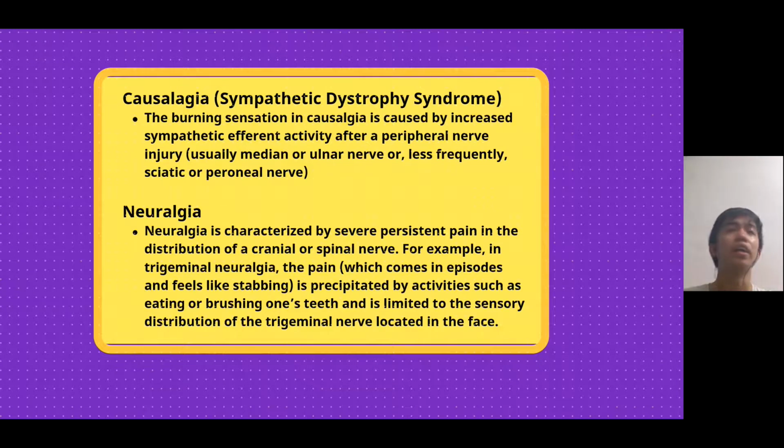Neuralgia. Neuralgia is characterized by severe, persistent pain in the distribution of a cranial or spinal nerve. For example, in trigeminal neuralgia, the pain, which comes in episodes and feels like stabbing, is precipitated by activities such as eating and brushing one's teeth and is limited to the sensory distribution of the trigeminal nerve located in the face.